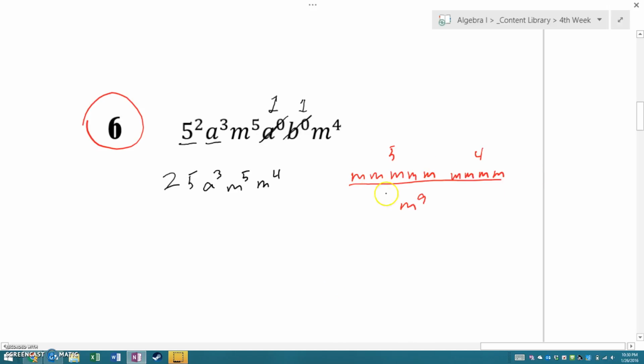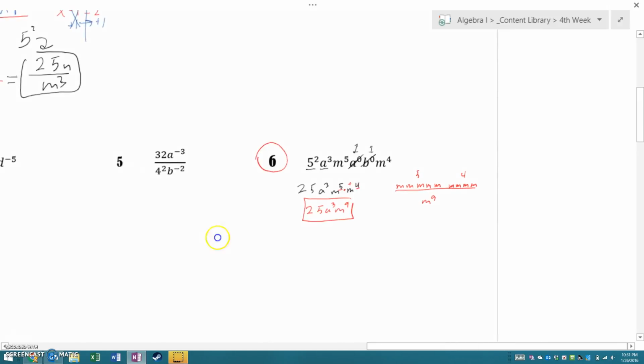Now, instead of writing it all out and counting it all up, you can just look at this and say, I have a 5, I have a 4, I'm just going to add those up and say 25a to the 3rd power, add it up, that's going to be to the 9th. That would be your final answer for that. So again, these are multiplying, so I added up the exponents.